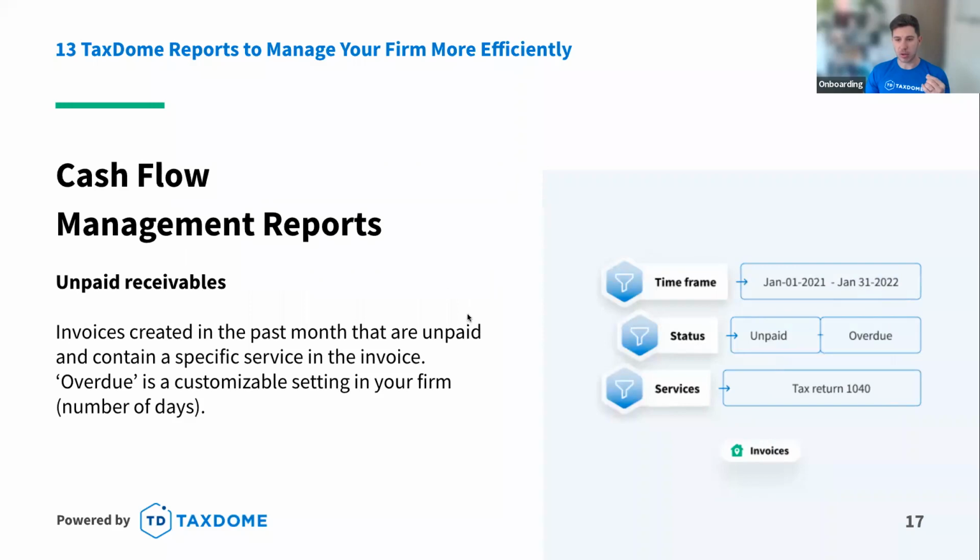Let's go to invoices now. Let's say you want to find all of the unpaid receivables that are in your system, meaning invoices that you've created. In this scenario, we're looking at invoices that were created in January that are either unpaid or overdue for a specific service. So let's say your firm does bookkeeping, 1040s, tax planning, resolution, and part-time CFO. All of those could be services that you link to invoices.